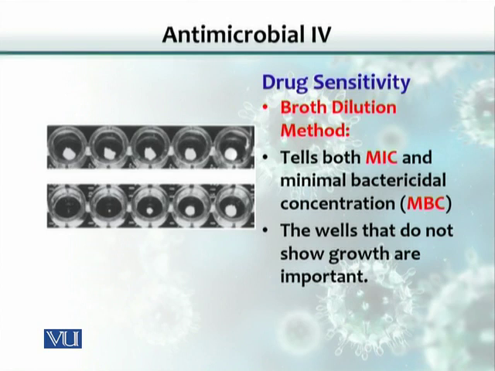As you can see, the white fluffy part is indicative of bacterial growth. If you start reading from the left to the right, you see no growth in the first 2 wells. The third well is showing growth. So here, the minimum inhibitory concentration is the second well.